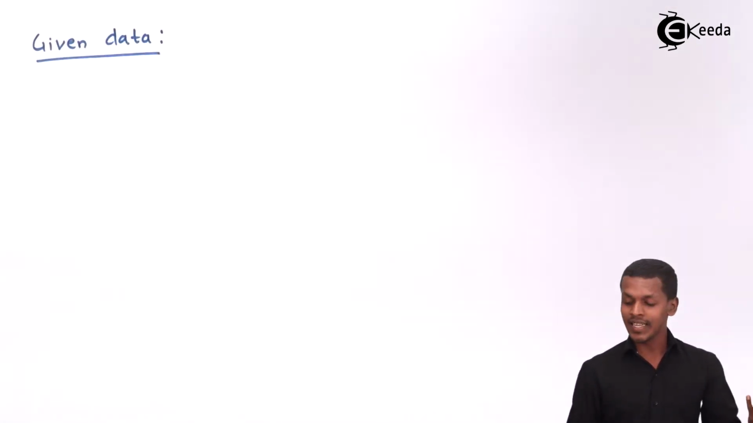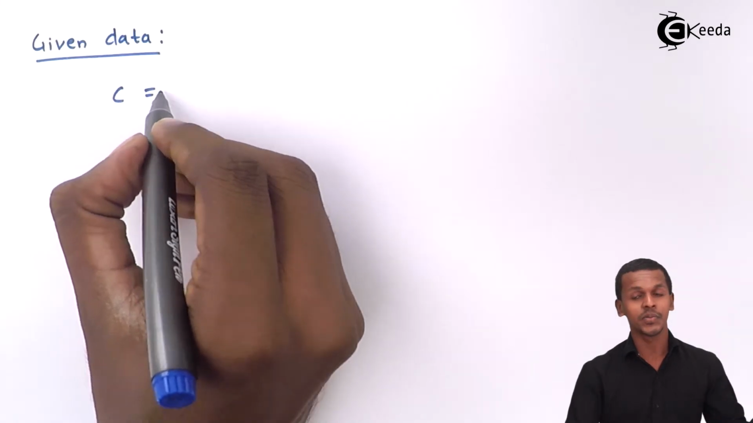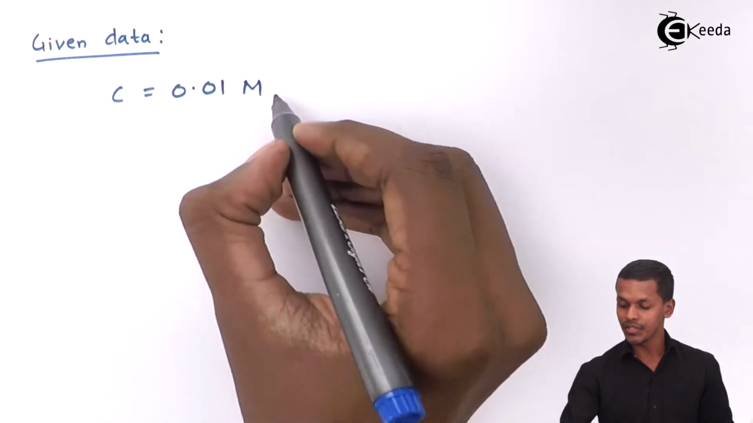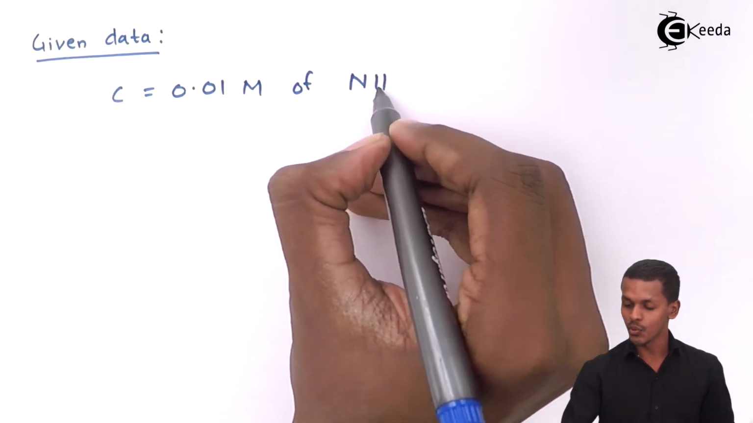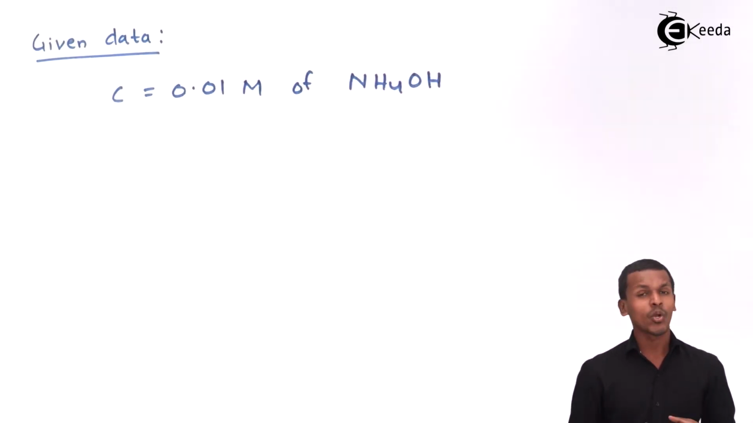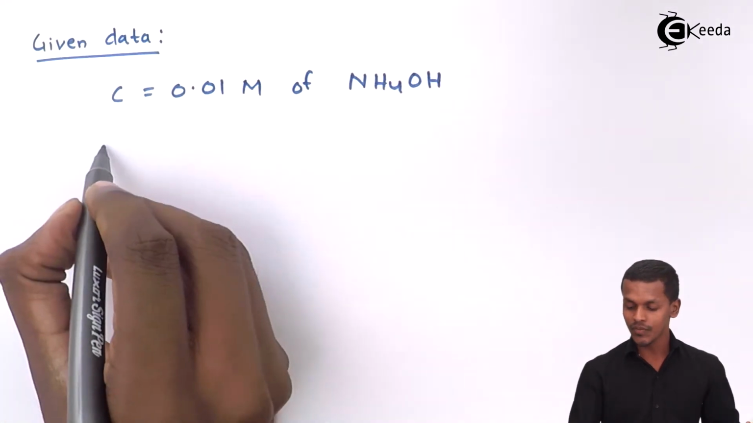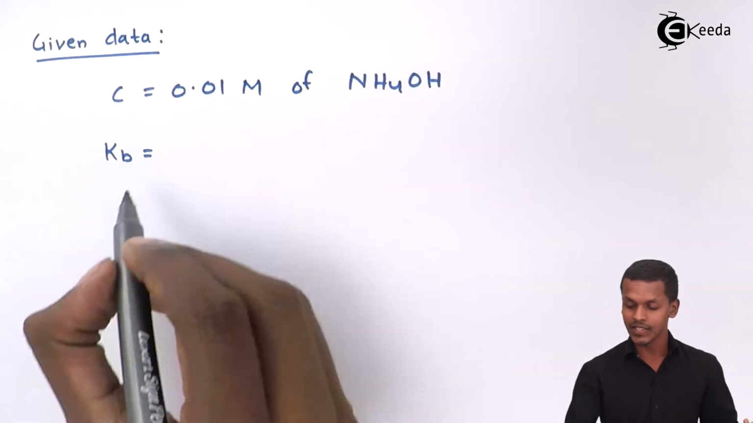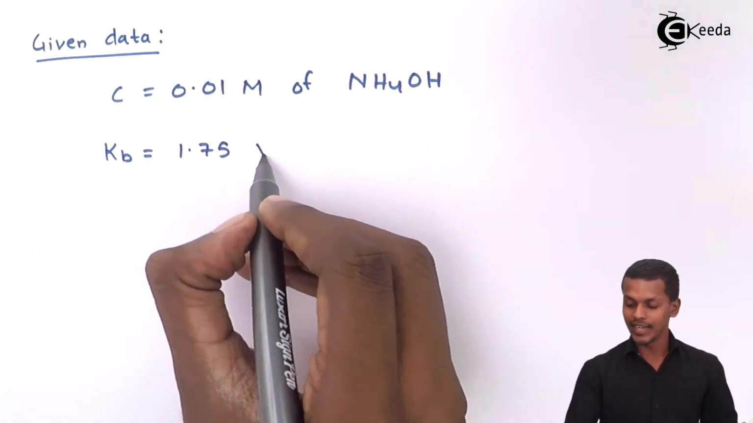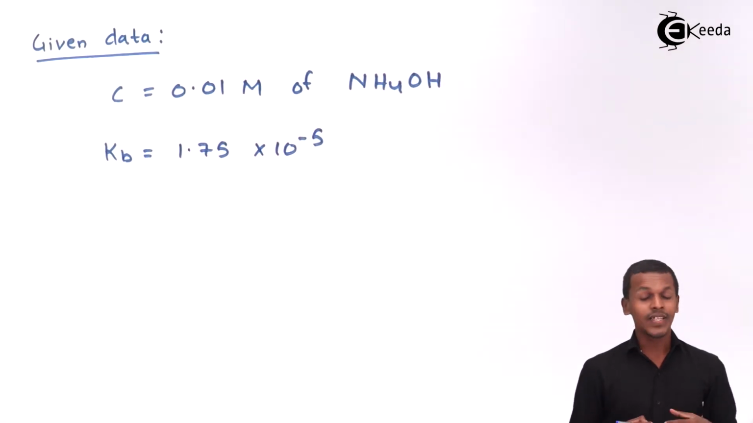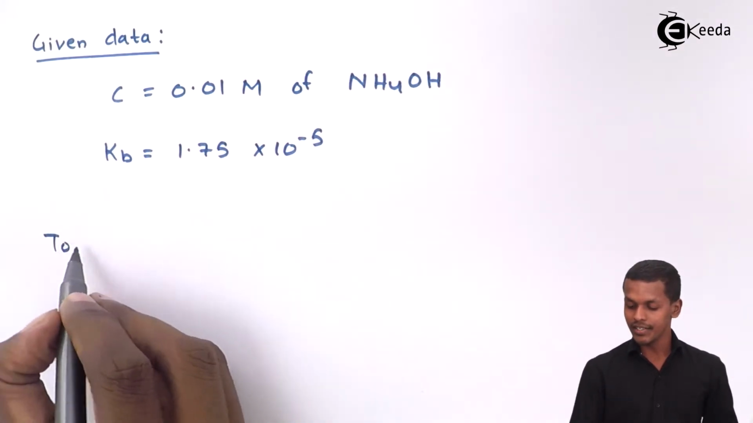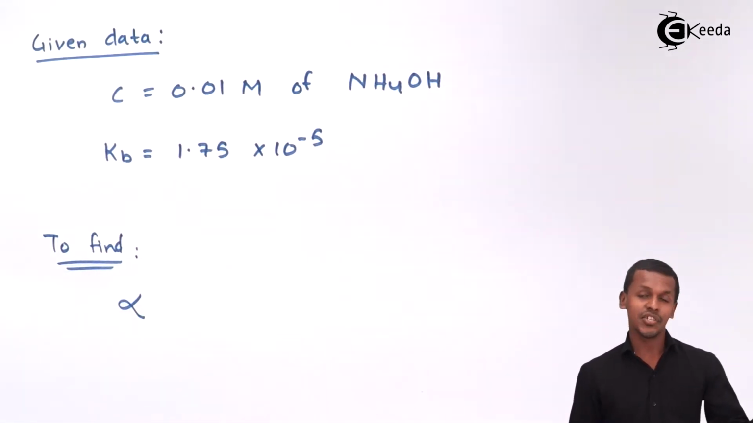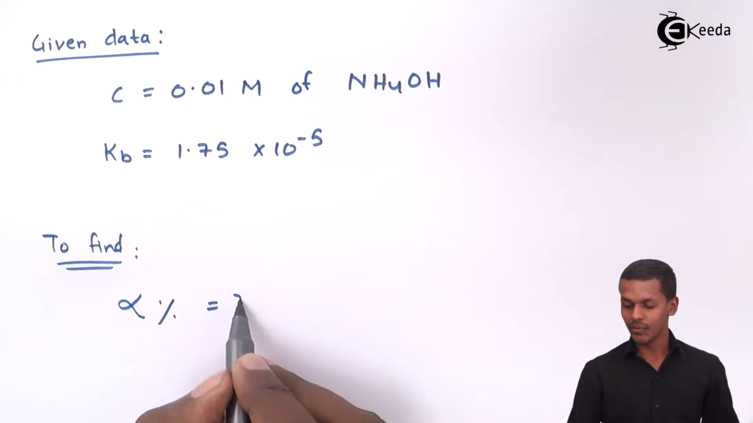The given data: the first thing we get to know is the concentration, which is 0.01 molar of the weak base, that is NH4OH. I am writing it over here as NH4OH. The next thing, the Kb, is also given to us. The Kb, or the dissociation constant for the weak base, is 1.75 into 10 raised to minus 5. So in this case we have to find the percentage dissociation.